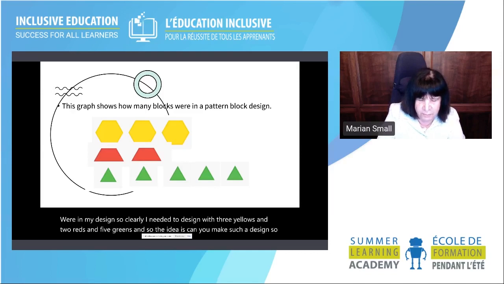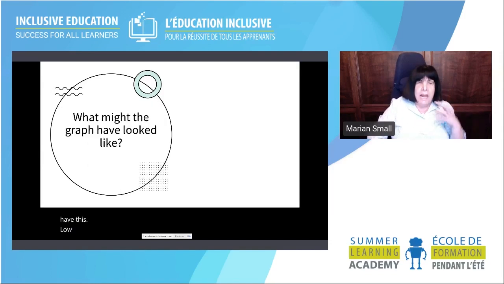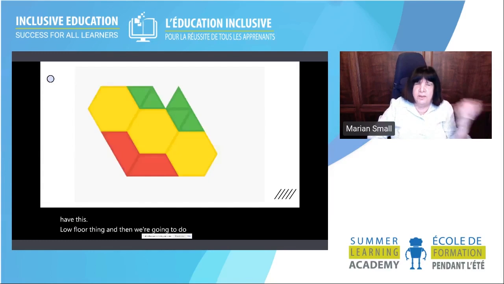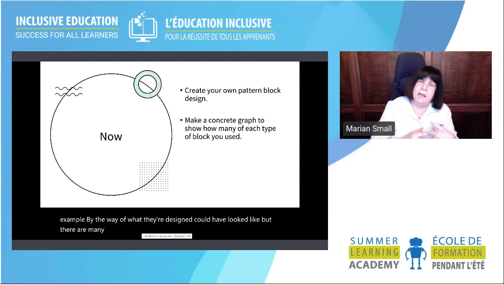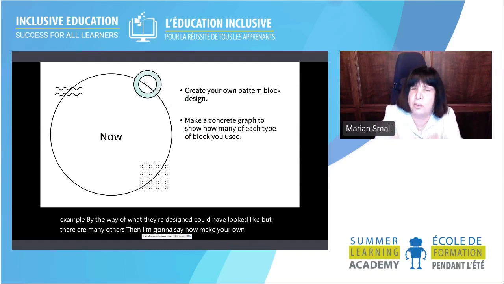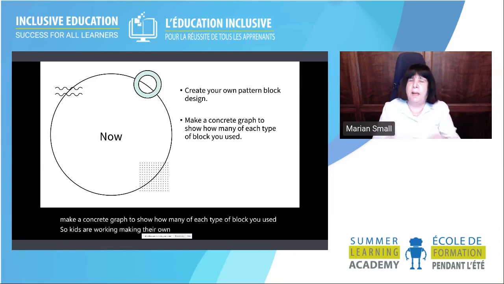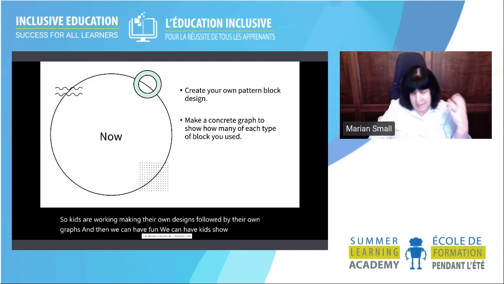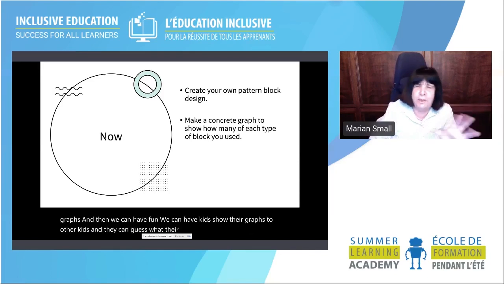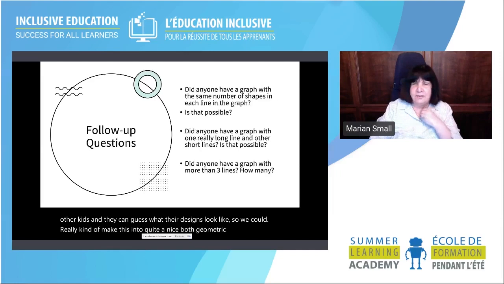So that should be easy for most kids. So that's where I think we're going to have this low floor thing. And then we're going to do more with it. So here's an example, by the way, of what their design could have looked like, but there are many others. Then I'm going to say, now make your own design and make a concrete graph to show how many of each type of block you used. So kids are working, making their own designs, followed by their own graphs. And then we can have fun. We can have kids show their graphs to other kids, and they can guess what their designs look like. So we could really make this into quite a nice, both geometric and data kind of activity.